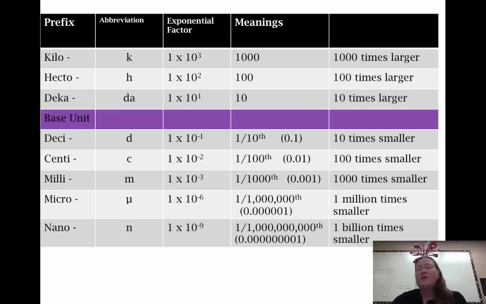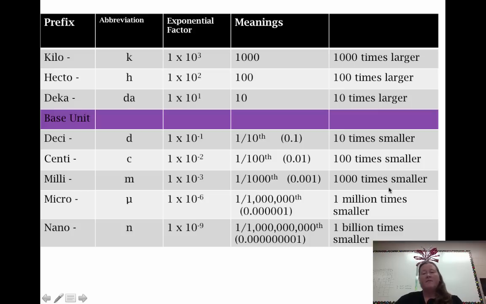These are the ones I had students copy in class, and I expanded upon their meanings. So the prefix kilo, the exponential factor is 1 times 10 to the third. Our abbreviation is K, and it means 1,000. So if you have a kilogram, it means that it is 1,000 times larger than a gram, which is your base unit. If you have a decameter, it is 10 times larger than a meter. If you have a centimeter, it is only 1/100th of a meter. It is 100 times smaller than a meter.